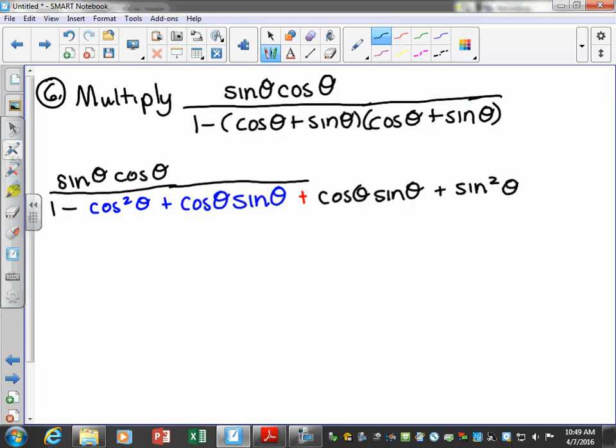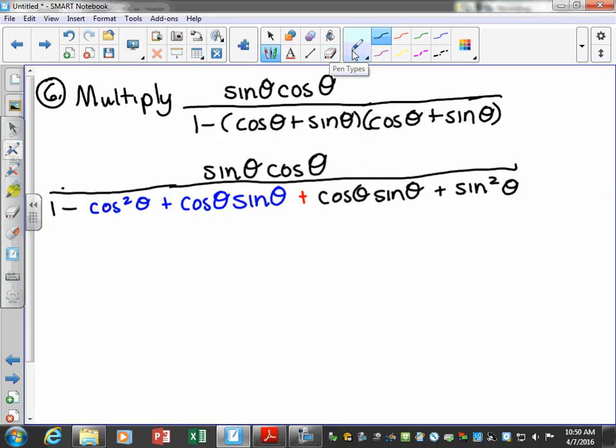Now let me extend my bar. I'm actually going to try to move this in the center a little bit better. Sine theta, cosine theta. Okay, now let's clean up the denominator a little bit. Let's see some things we can notice. Sine squared theta and cosine squared theta. Make sure the entire thing's in parentheses.